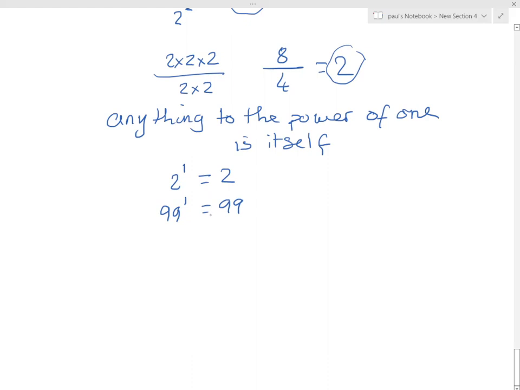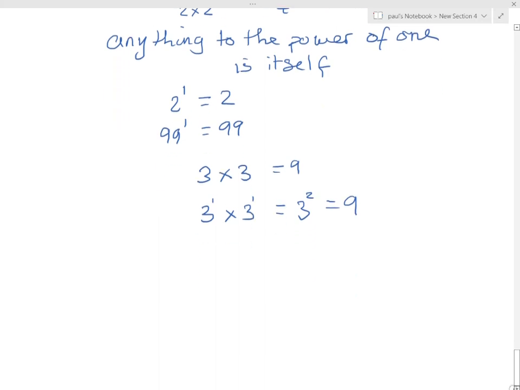So if we had 3 times 3, we know that's 9, don't we? But if we did 3 to the power of 1 times 3 to the power of 1, we would add the indices and get 3 squared, which is 9. So anything to the power of 1 is just itself. Right, now let's explain the other one.